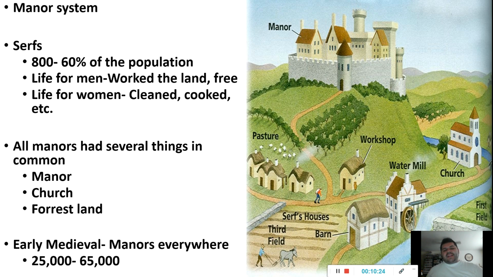Okay. The last thing that every manor had was forest land. Now, was it a lot? Was it little? It depended on the manor, but they still had forest land. Why? Protection. They had resources, whatever they needed wood for. So it was imperative that they had some type of forest land.